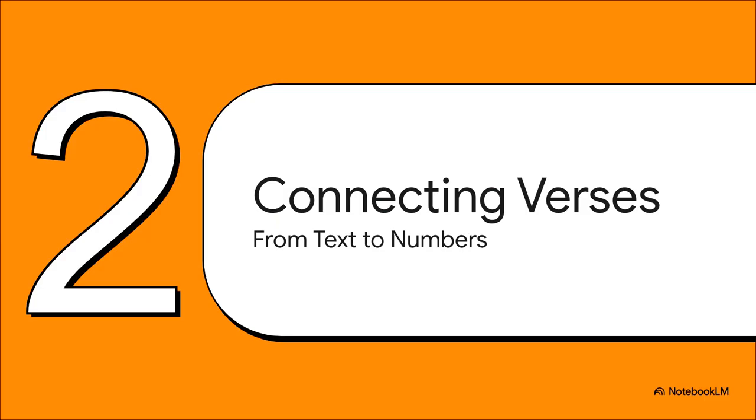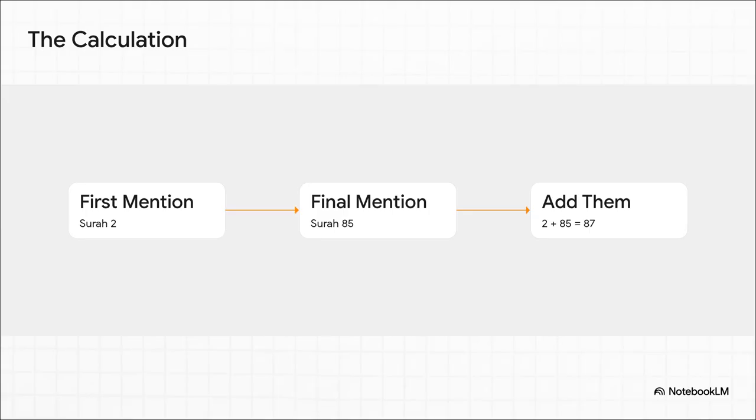Okay, so we've got our two bookends, our starting point and our finishing point in the text. This is where the theory takes a really interesting turn. It pivots from words to numbers, proposing a direct and pretty surprising mathematical link between these two key verses. Let's just dive right into it.